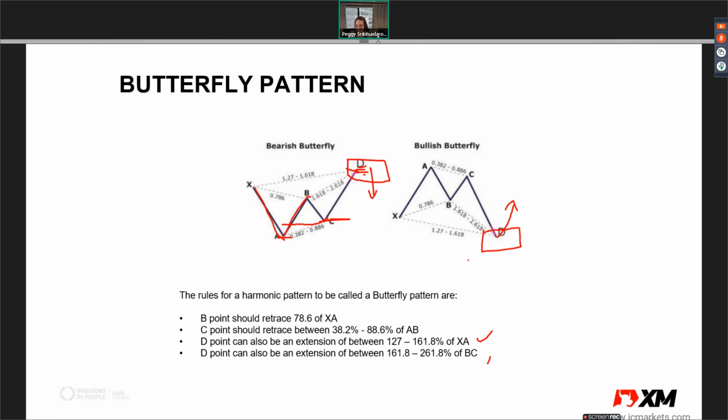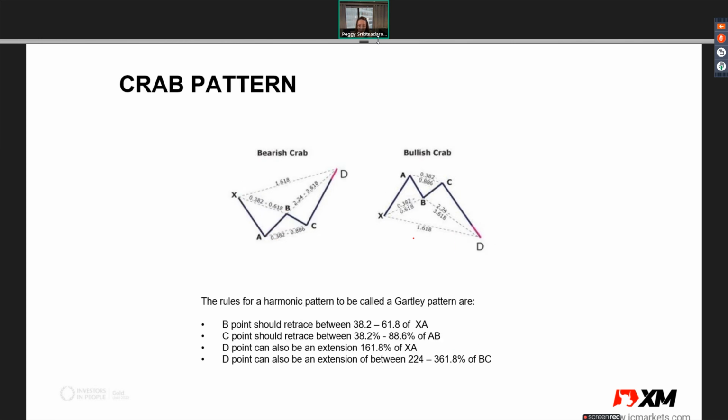Thank you. Okay, what about the crab pattern? Okay, so let me see. Crab. This navigation. Okay, but the crab pattern is the same.